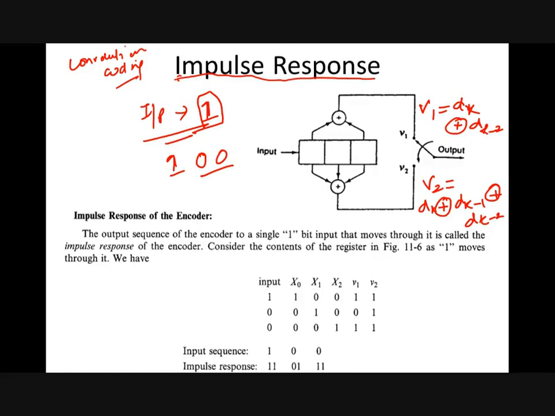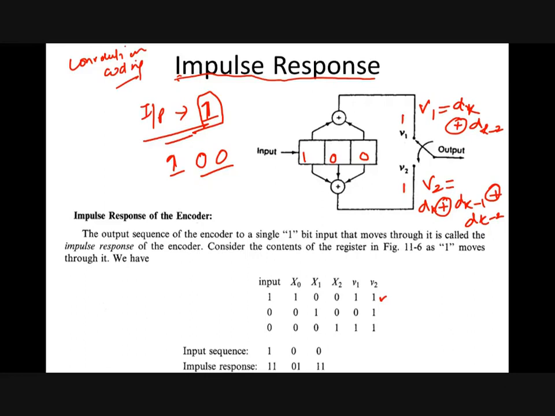Now if we want to calculate for 1, 1 enters here and these two are zeros. So the input will be 1 0 0, V1 will be equal to 1 and V2 will be equal to 1. So the first output will be 1 1.